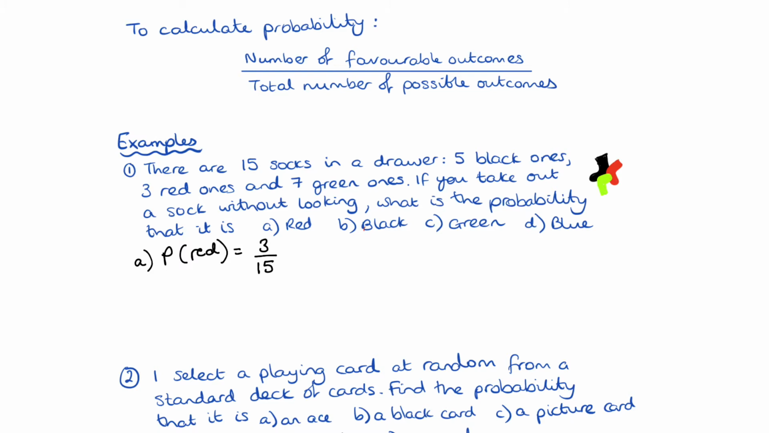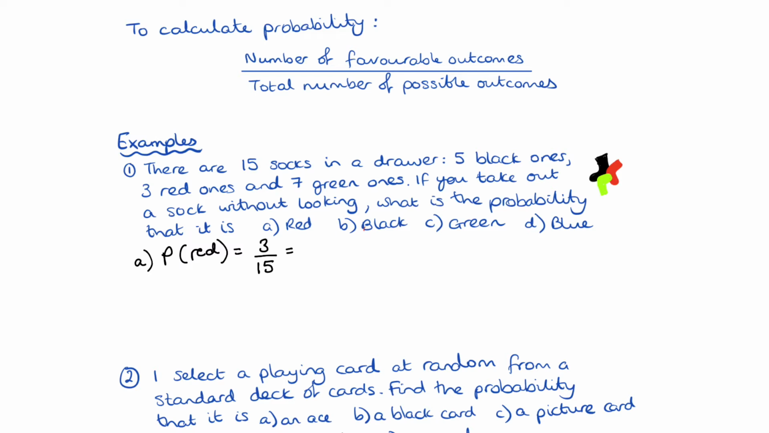Now, if you've done fractions before and you've done simplifying fractions, you will know that 3/15 is a fraction that will simplify. If you haven't done simplifying fractions before, don't worry about this. Leave it as 3/15. So 3 and 15 are both in the 3 times table. So we're going to divide top and bottom by 3.